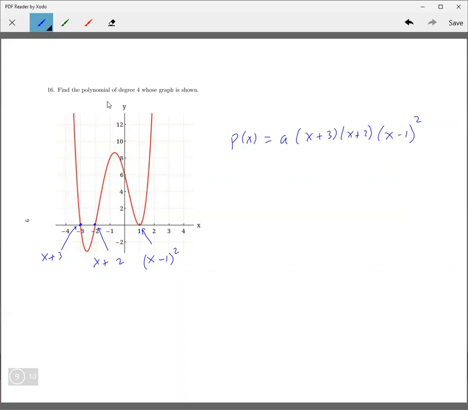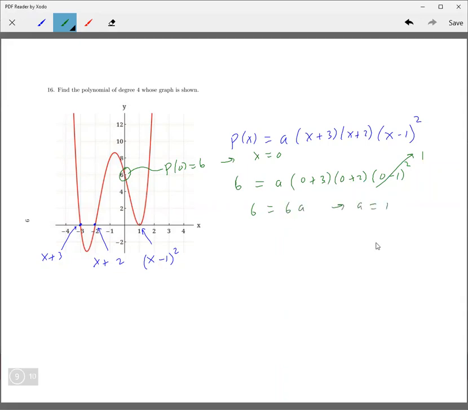So we can decide what happens by this right here. Okay, this is telling you that p of 0 is 6. So we're going to set x equal to 0 here. So p of 0, which is 6, is equal to a times 0 plus 3, 0 plus 2, 0 minus 1 squared. Okay, this is just 1, so it goes away. And this is 3 and 2, so that's going to be 6a. That means a equal to 1 works.